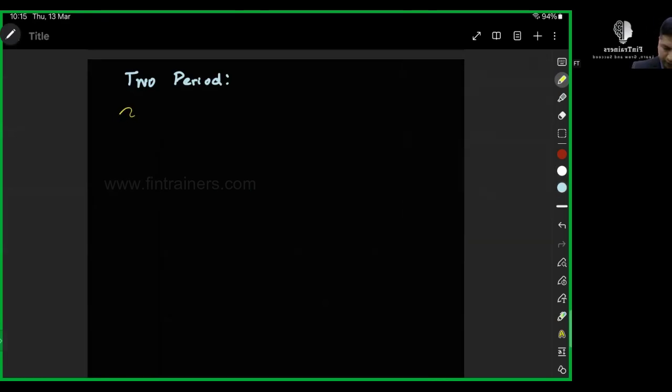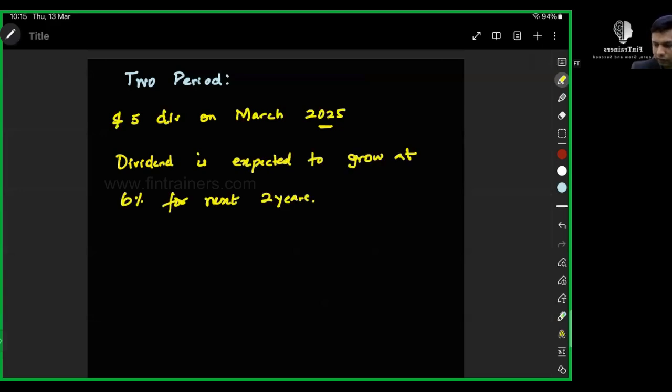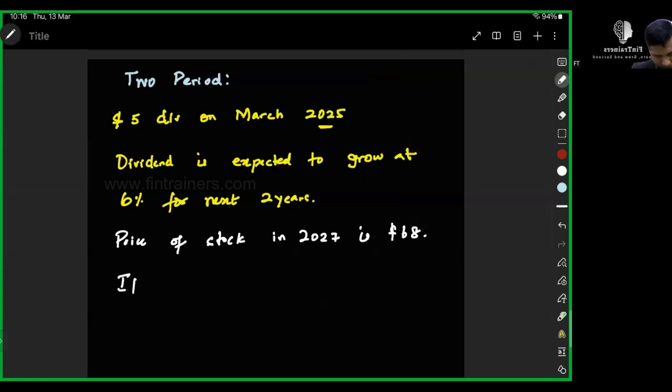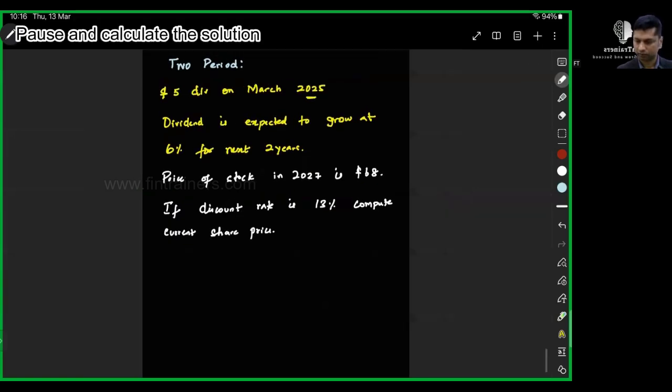Let's say the dividend is $5. So this is your current dividend. The dividend is expected to grow at 6%. The price of the stock in 2027 March, say, is 68. If the discount rate is 13%, compute the current share price. Please calculate this. I'll just draw a timeline just to visualize.